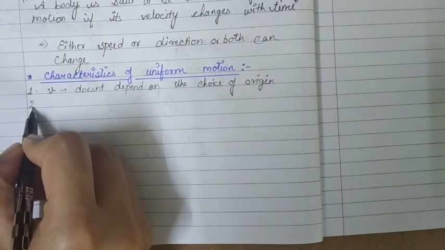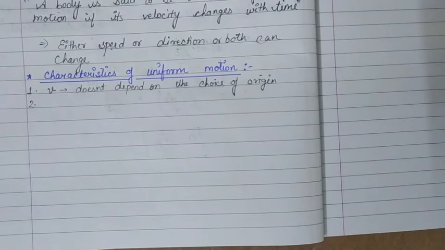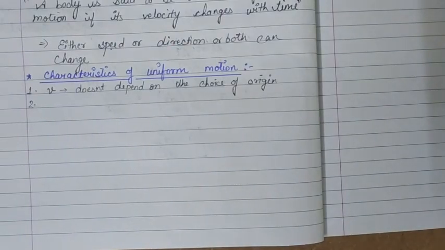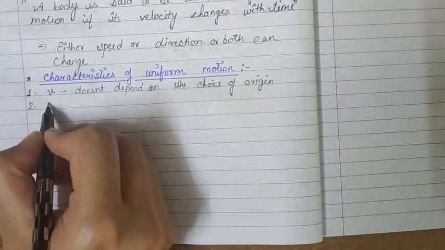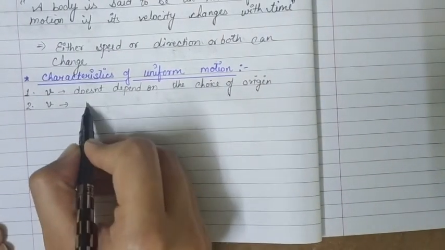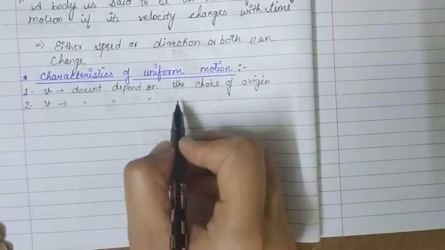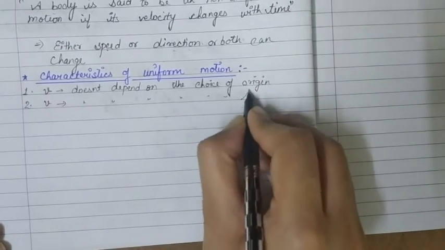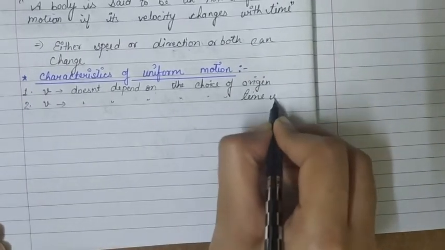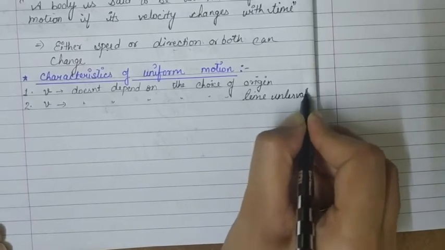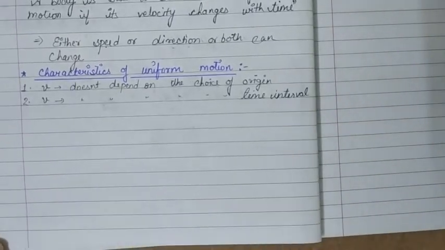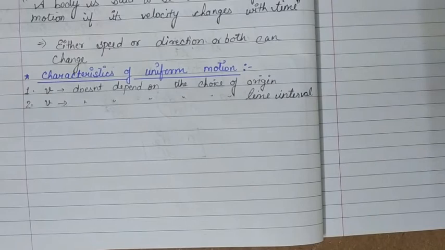Now the second characteristic is that the velocity also doesn't depend on the choice of time interval. So the velocity in uniform motion does not depend on the choice of time interval. It can be the first 15 seconds, or the next 15 seconds, or the further next 15 seconds. The velocity will remain the same. That means it doesn't depend on the choice of time interval during the motion.